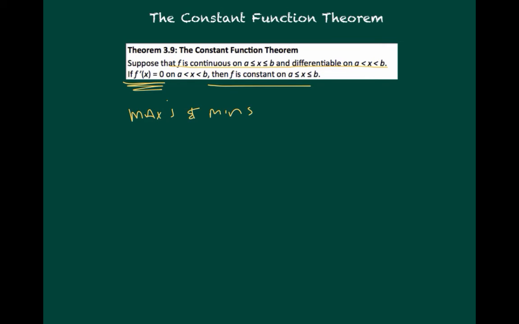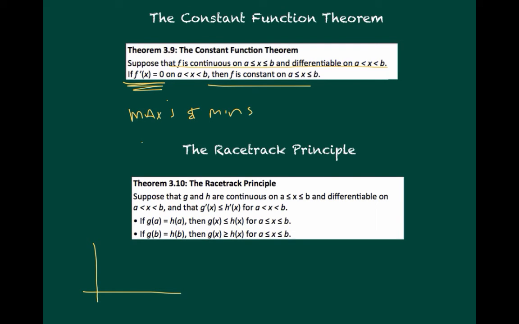Okay, let's finish off with this thing called the racetrack principle. This last principle is as simple to understand as the others, but let's just weed through the wording here. Why don't you pause the video for a minute and just read through this little bit. Here we know that we have two functions, g and h, which are both continuous on the closed interval and differentiable on the open interval. Same as what we've been talking about. But here, the derivative of g is less than the derivative of h.